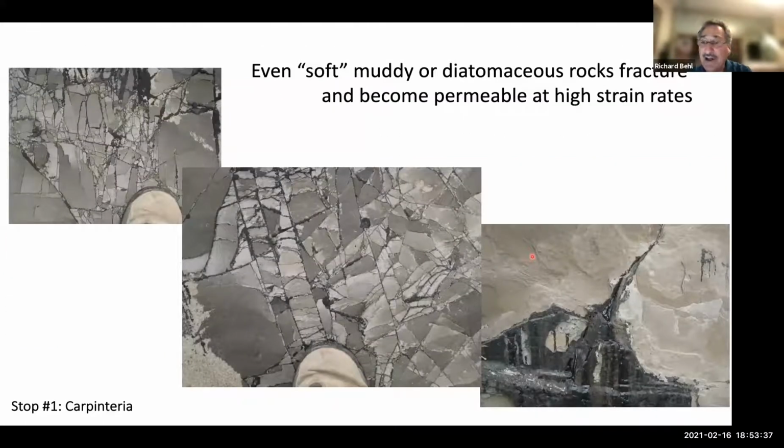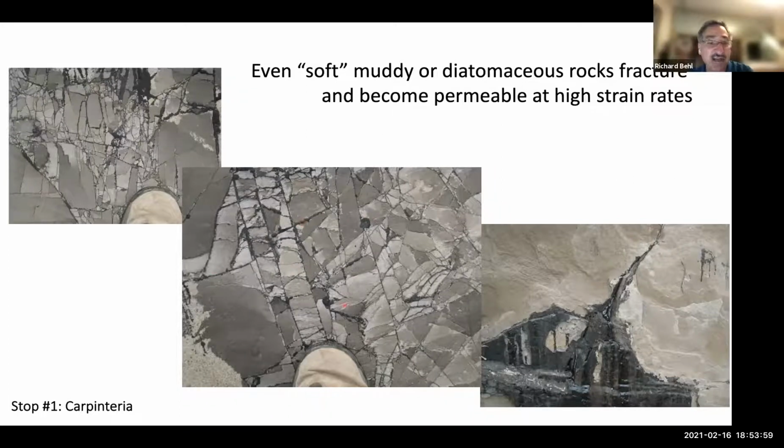But in areas of high strain rate, it kind of blows your mind, because even really soft and porous rocks, which normally are so weak that they cannot fracture, that they can only compact or shear, or sometimes extend and normally fault, can actually fracture and have open fractures that allow hydrocarbon migration.